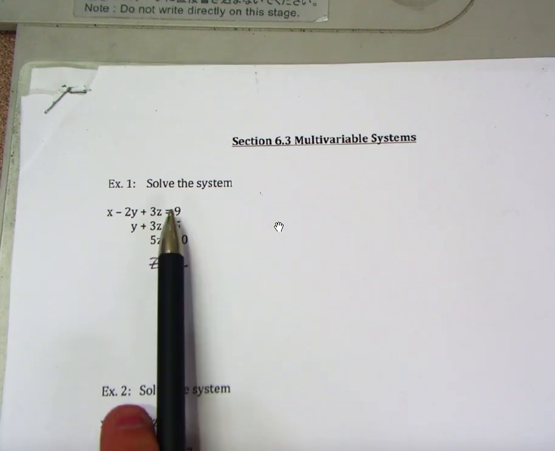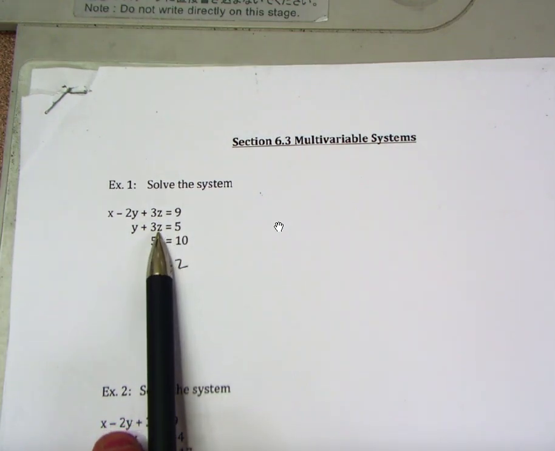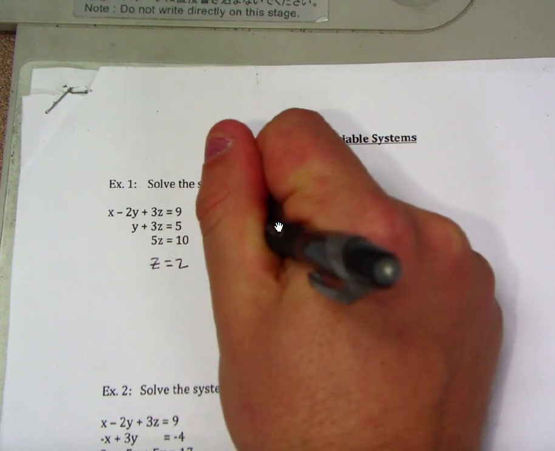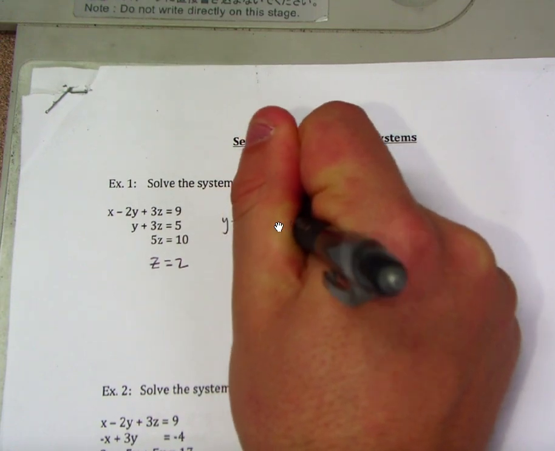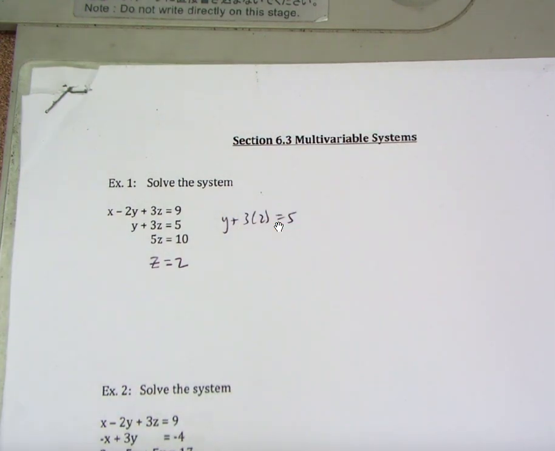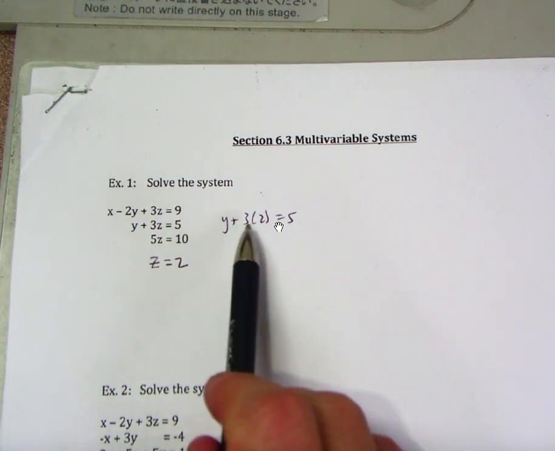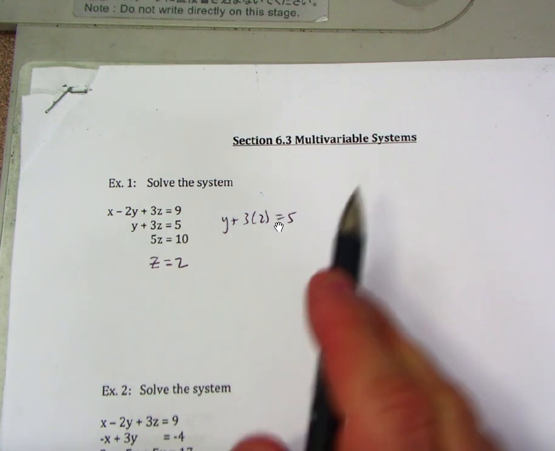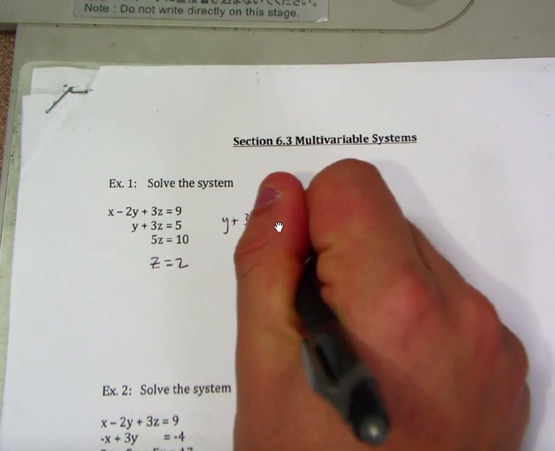So that means we could put 2 where that z is right there, and we would have y plus 3 times 2 equals 5. And so we could figure out what y is right away. So 3 times 2 is 6, so subtract 6 from both sides. y equals -1.